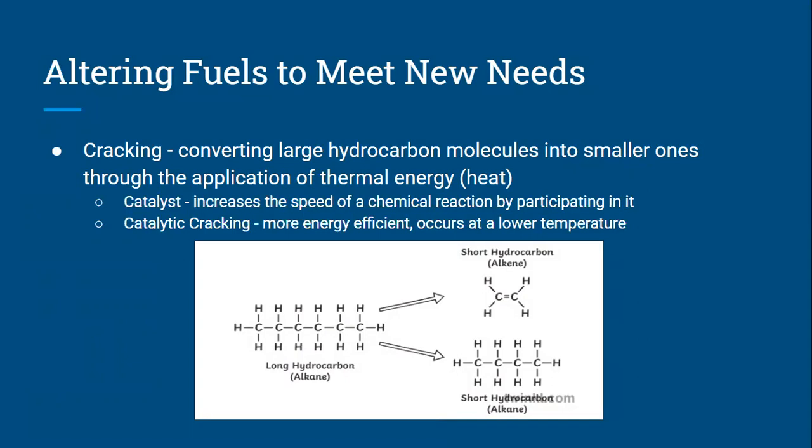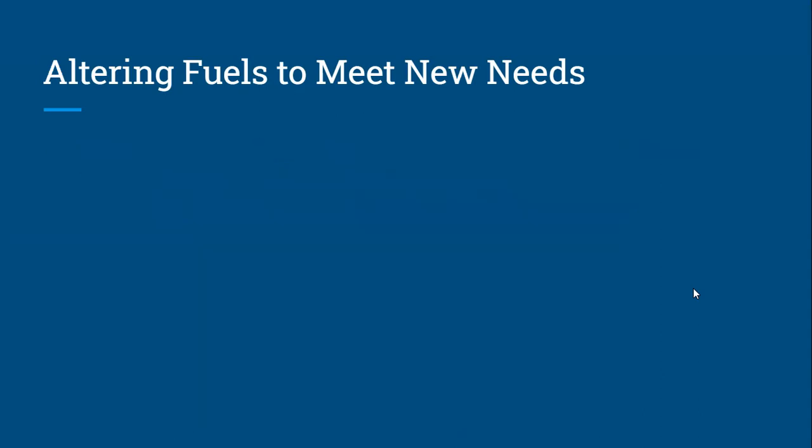So you don't have to apply as much heat to split apart those long hydrocarbons. This is just a diagram showing a long hydrocarbon cracked into 2 shorter hydrocarbons. You have a 6-chain hydrocarbon, or hexane, split into a 2 and a 4-chain. That's ultimately what you're doing, and you can use those products now for a different purpose.